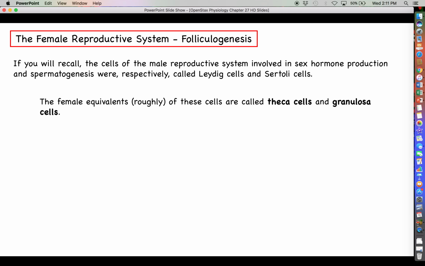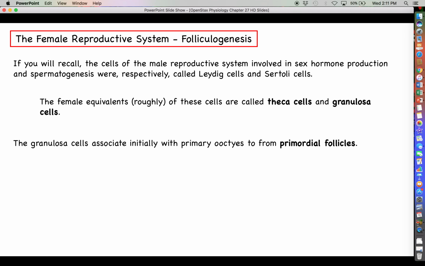Roughly speaking, the female equivalents of these cells are called theca cells and granulosa cells. So the theca cells aren't exactly like the Leydig cells. The granulosa cells are not exactly like the Sertoli cells, but they're pretty close. They're not that far off. So those granulosa cells are going to associate initially with our primary oocytes to form structures called primordial follicles. The word primordial really suggests that we're just at the very beginning of this, which is appropriate.